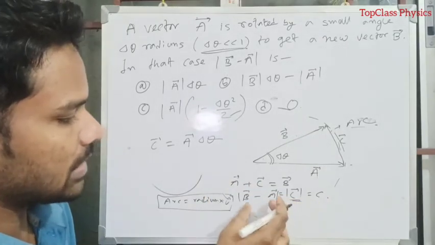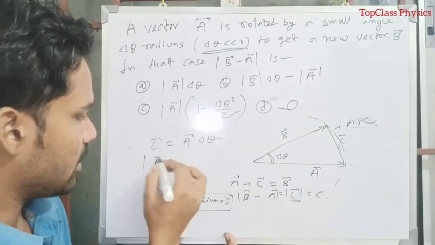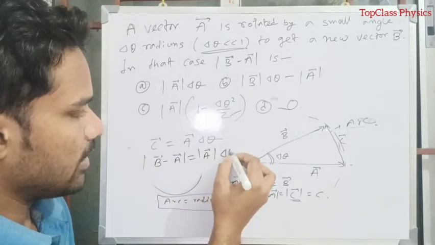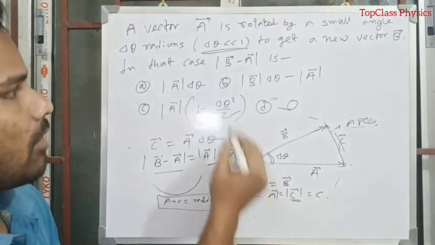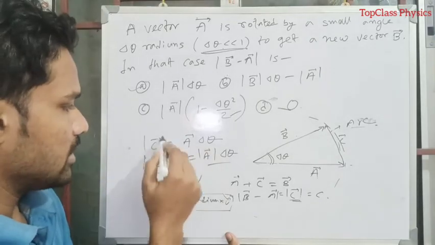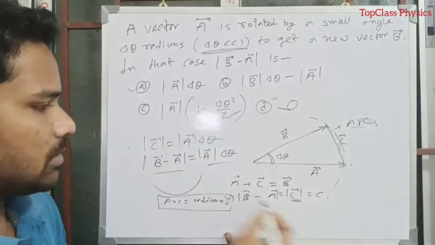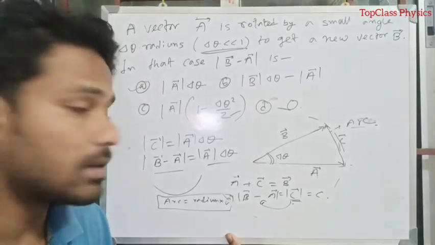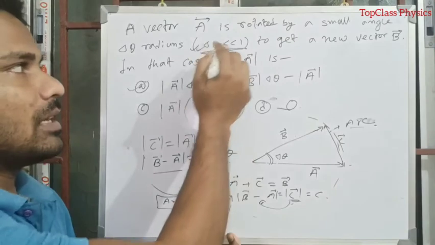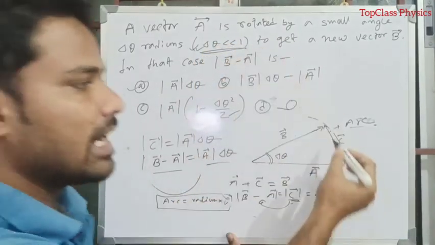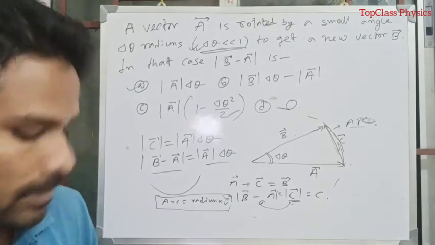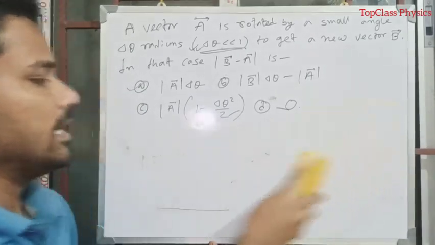And what is mod of C vector? That means mod of B vector minus A vector. This equals mod of A into del theta. This is simple, so our answer will be option A. I just take mod on both sides, and mod of C means mod of B vector minus A vector. Clear? So the key point is this condition: for del theta much less than 1, we can take this length as an arc. So our solution is done, and option A will be our right answer.